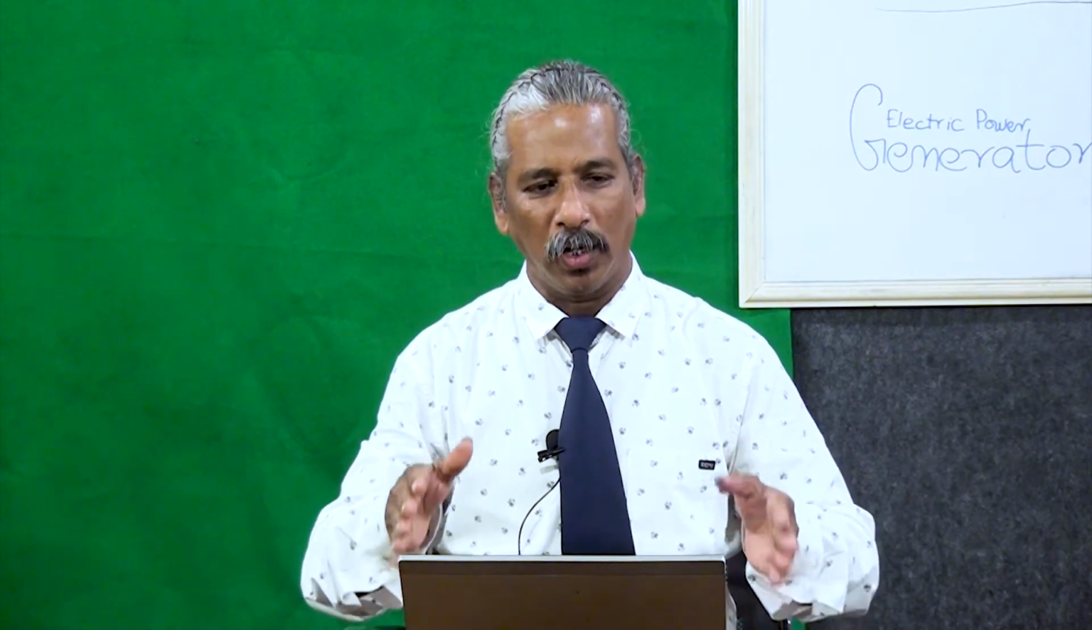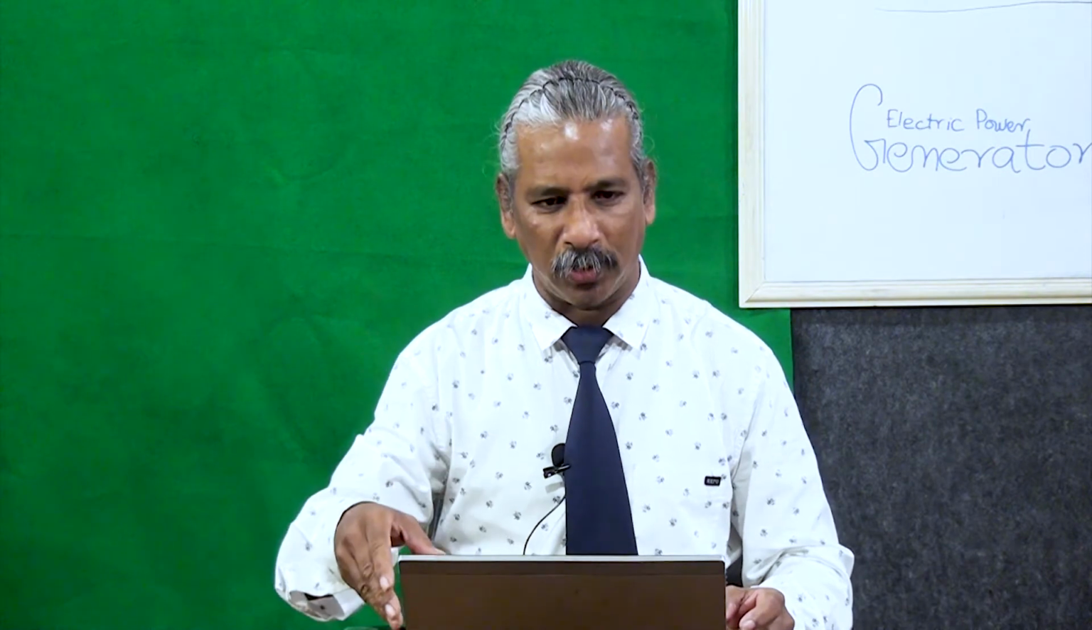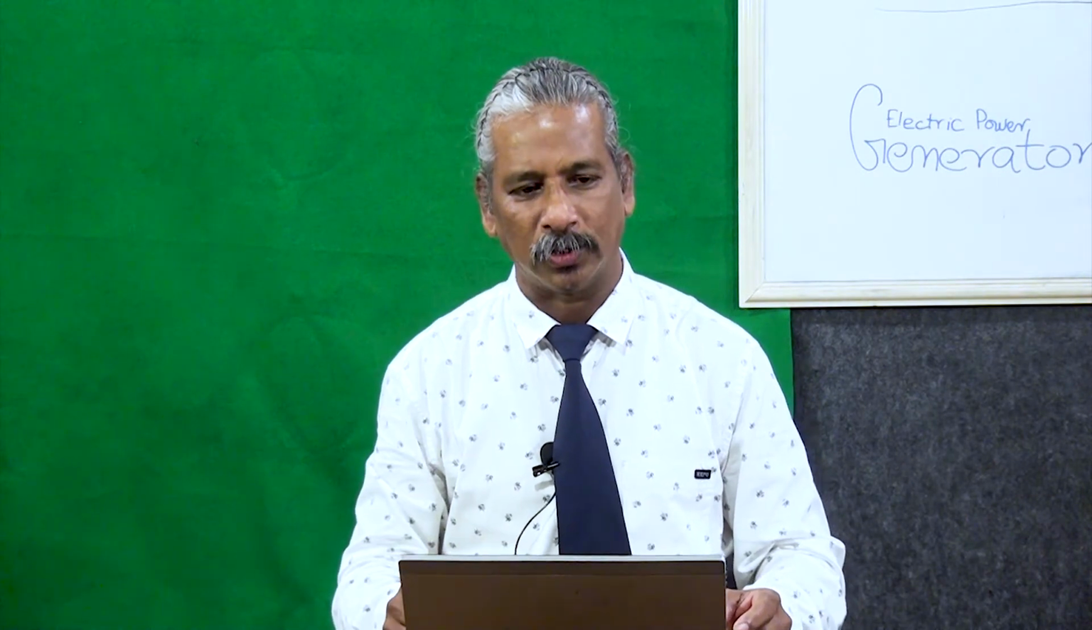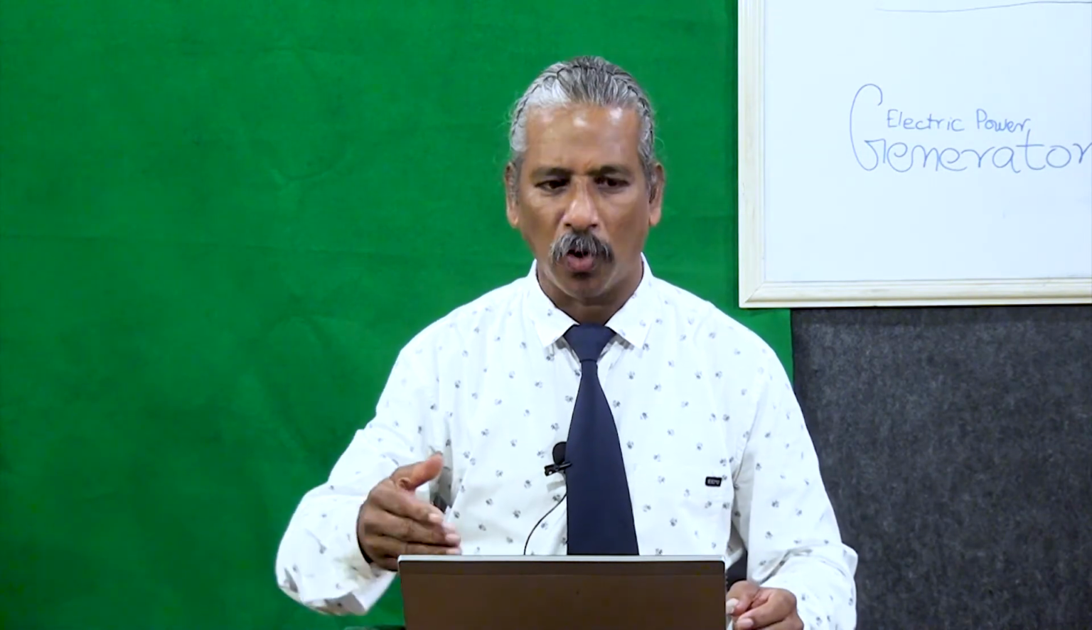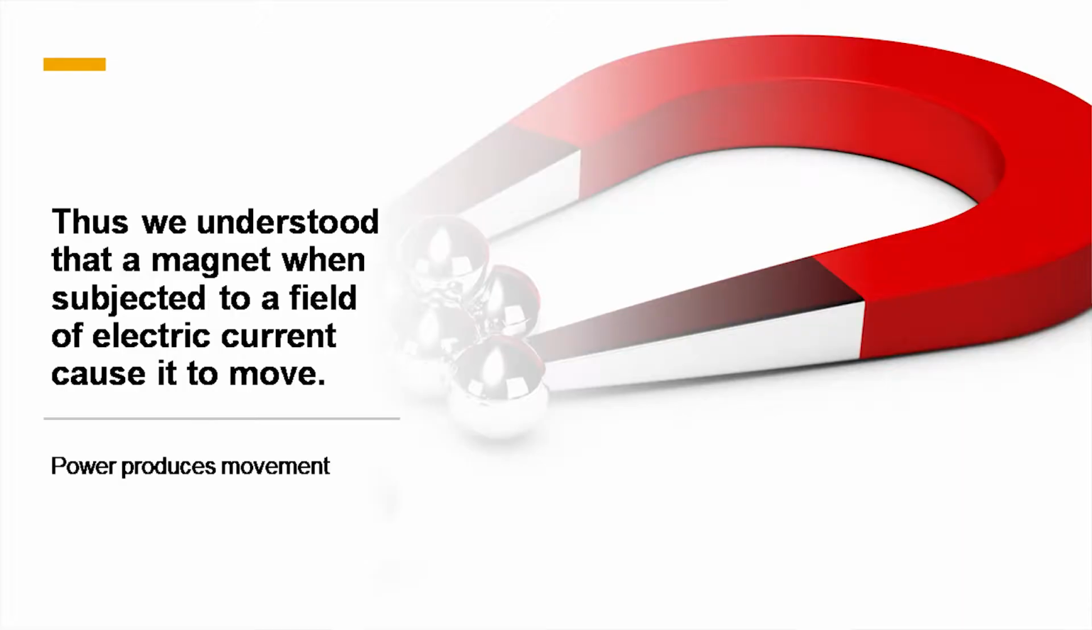A magnetic field, we'll repeat, is a vector field that describes the magnetic influence on moving electric charges, electric currents, and magnetized materials. A flow of current will exert a magnetic field around its conductor. Thus, we understood that a magnet, when subjected to a field of electric current, moves. This movement is called deflection. Power produces movement is one simple fact we gain from this experiment.